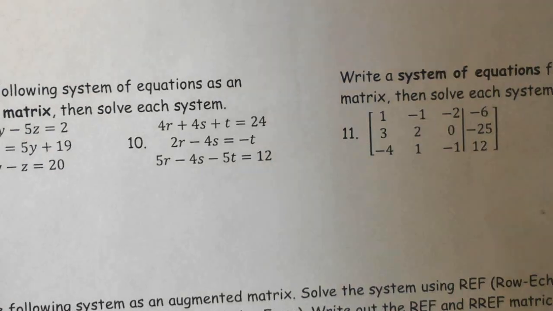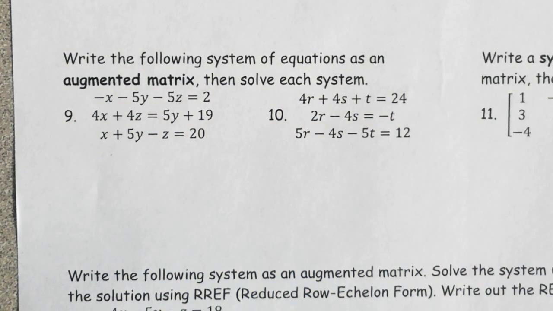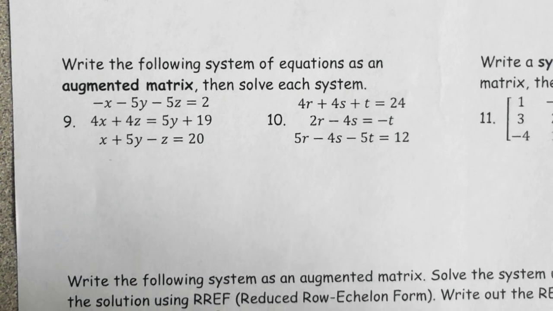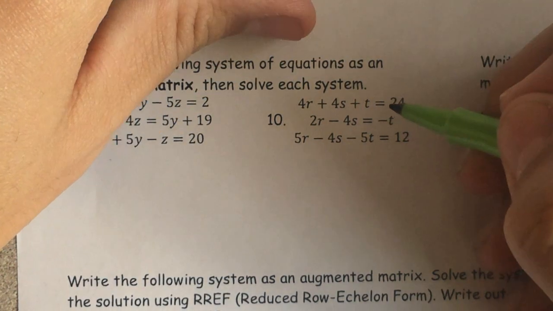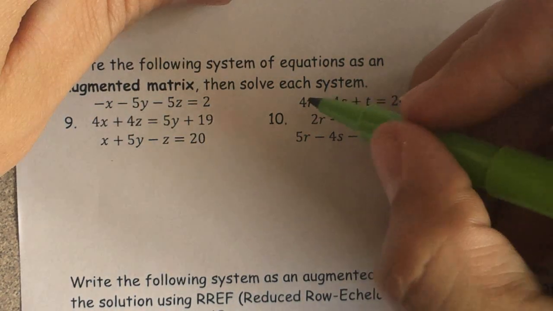Next section we're going to do is just simply write the augmented matrix. We've already done this, so let's pick one of these to do. First thing I'm going to tell you, they need to be in order. For this one, let's just do number 10. You can do 9 on your own.